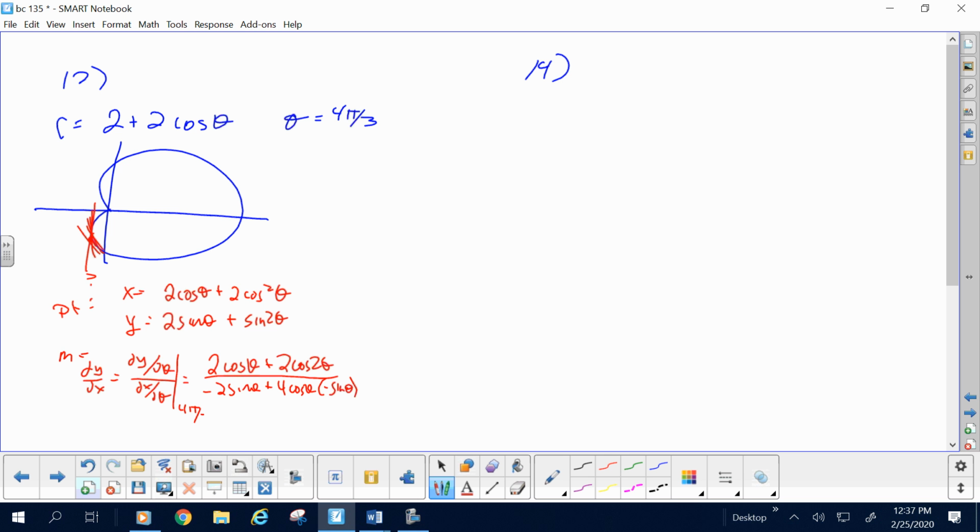At 4 pi over 3, maybe I'm not getting this right, I thought this zeroed out. At 4 pi over 3, the top is 2 times negative 1 half plus 2 times cosine of 8 pi over 3, which is 2 pi over 3. That's also negative 1 half.